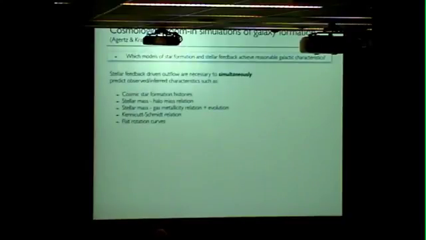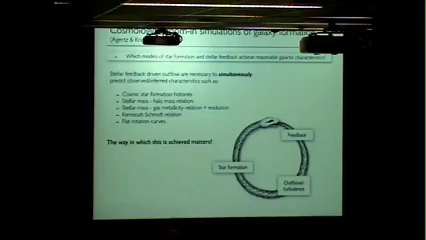What I'm going to show you now is that stellar feedback-driven outflows are necessary to simultaneously predict a slew of observed, inferred characteristics, such as the cosmic star formation history, stellar mass-halo mass relations, the mass-metallicity relation, the Kennicutt-Schmidt relation, rotation curves, etc. But the way in which this is achieved actually matters, and I come back now to the Ouroboros again. It matters how we do each step of the star formation and feedback models. Okay, so I'm going to now contrast a few different models.